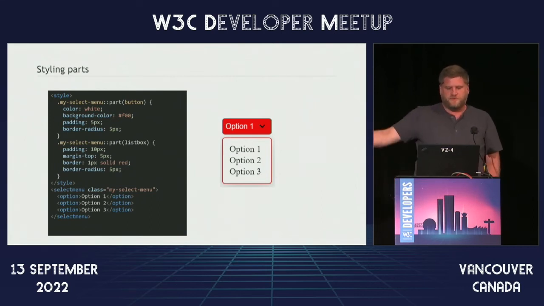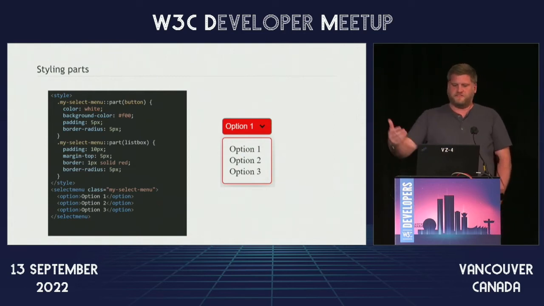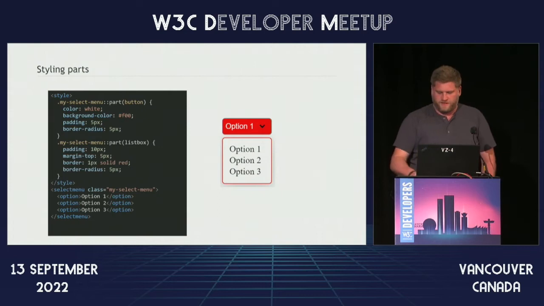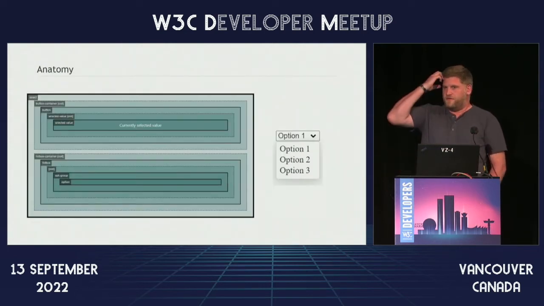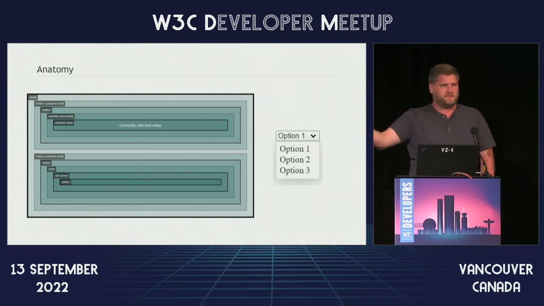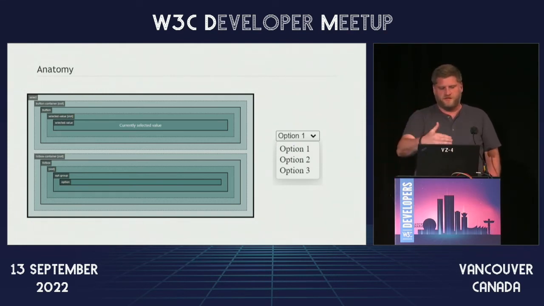So here's the select menu with a class of my select menu, and we're using the part button to fully style this to the extent that we desire. Again, nothing remarkable here yet. But this is the anatomy, as noted earlier. If you go to the OpenUI select menu specification, you'll see this anatomy.